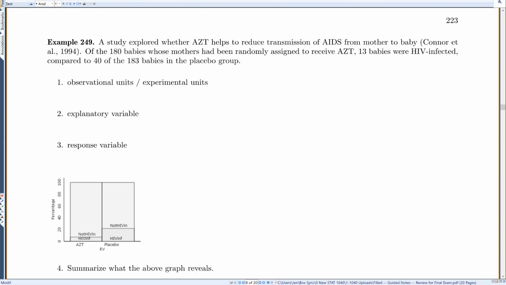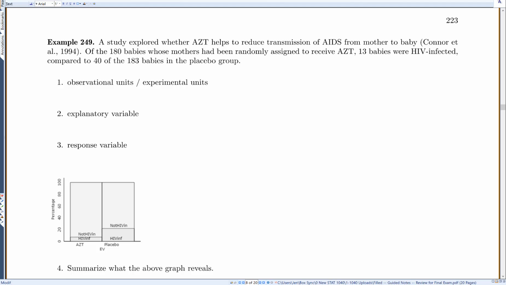So we are continuing our review for the final exam. In this example, a study explored whether a new drug, AZT, helps to reduce transmission of AIDS from mother to baby. Of the 180 babies whose mothers have been randomly assigned to receive AZT, 13 babies were HIV infected, compared to 40 of the 183 babies in the placebo group.